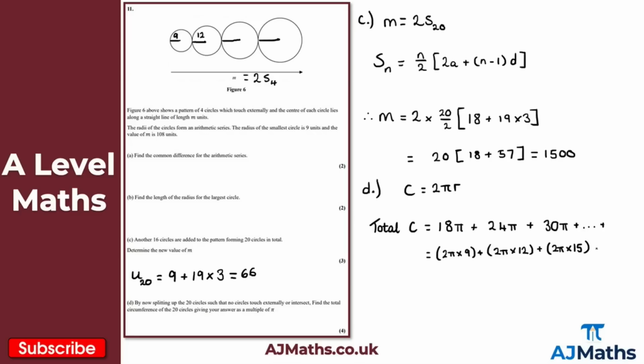In that case then, my last one, that's 2 pi times 66. I'm running out of room a little bit here. But in that case then, 2 pi times 66, that would give me 132 pi. But what I know then is the circumference of the last circle is 132 pi.